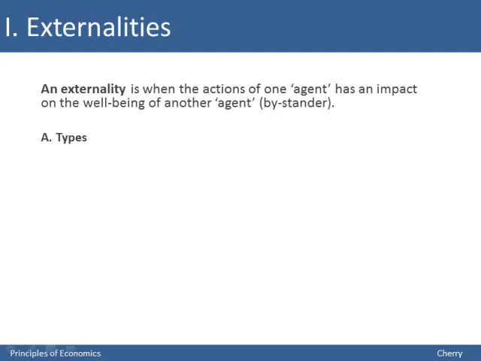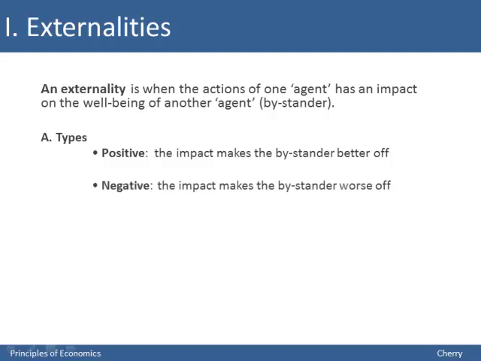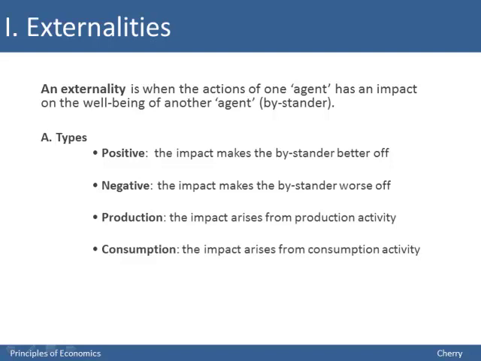So there are four types of externalities that we're going to go through, or four classifications. One is a positive externality. This is when that external impact is a positive. This is when that external effect makes that bystander better off. A negative externality is when that external effect makes the bystander worse off. And then we have production. And this is when the external effect arises from a production activity. And then we have consumption, and that's when the externality arises from a consumption activity.